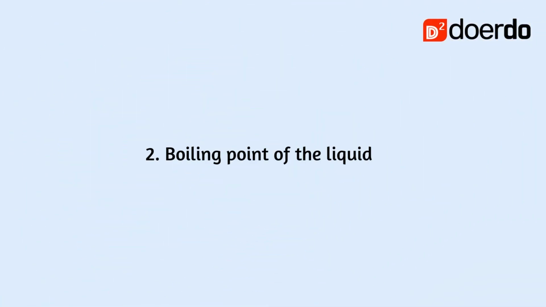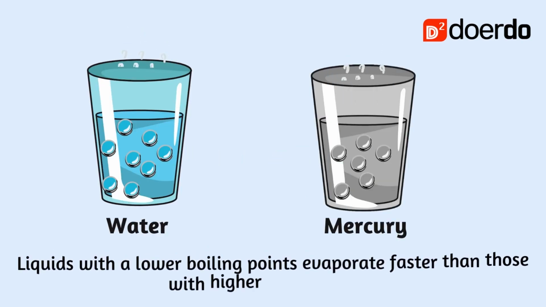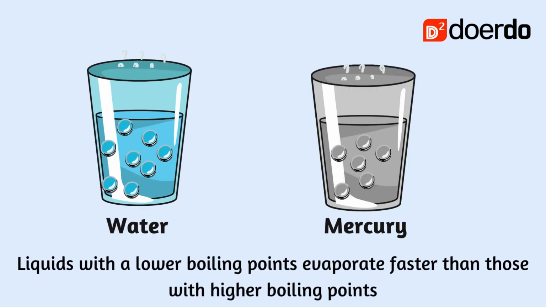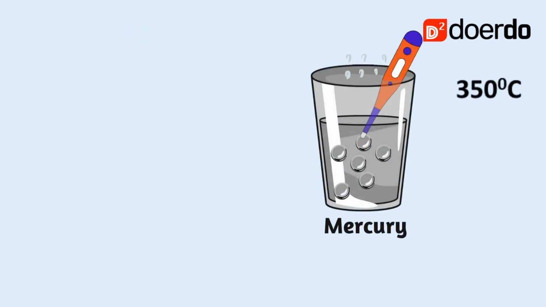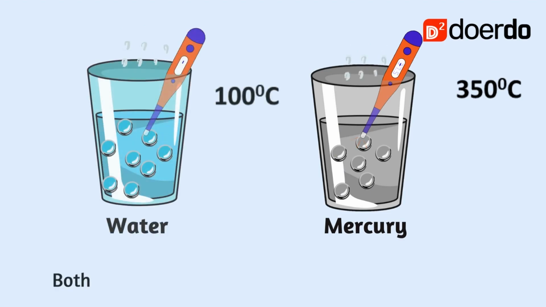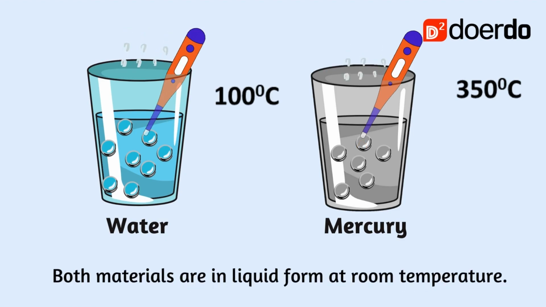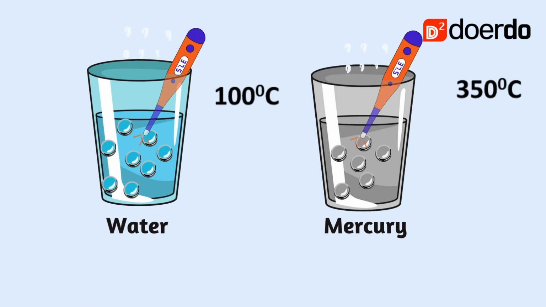The boiling point of a liquid also affects its rate of evaporation, as liquids with lower boiling points evaporate faster than those with higher boiling points. Now consider water, which has a boiling point of 100 degrees Celsius, and mercury, whose boiling point is 350 degrees Celsius. Both materials are in liquid form at room temperature. The boiling point of water is much lower than mercury, so water kept at room temperature will evaporate faster than mercury.